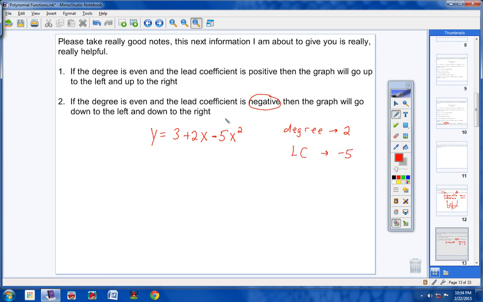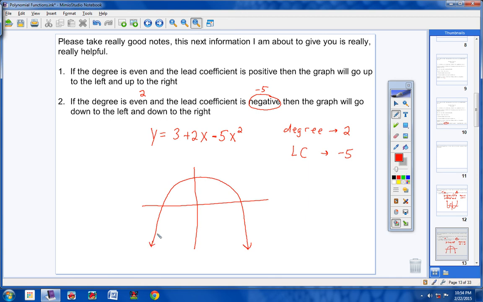So, if the degree is even, and it is, we have a 2, and the lead coefficient is negative, and we do, it's -5. Then the graph will go down to the left and down to the right. So, listen students, watch this carefully. If I were to graph this, it's going to go down to the left and down to the right.